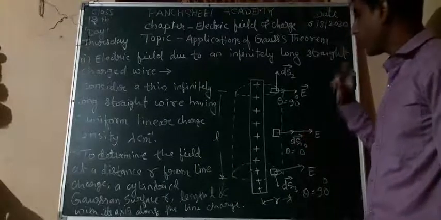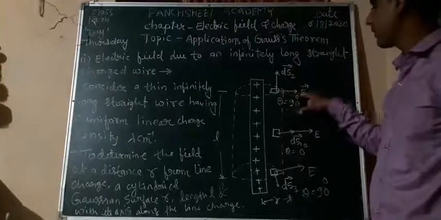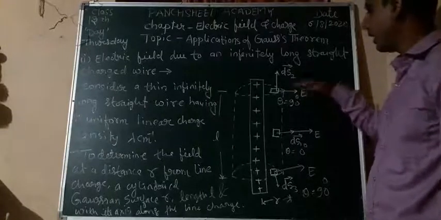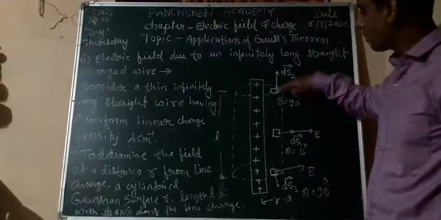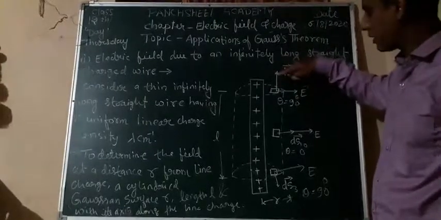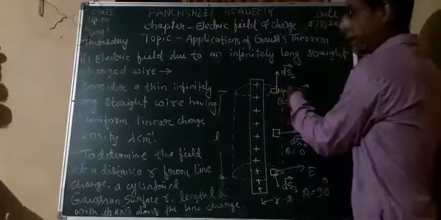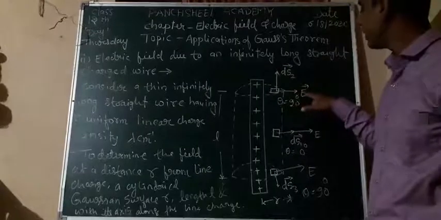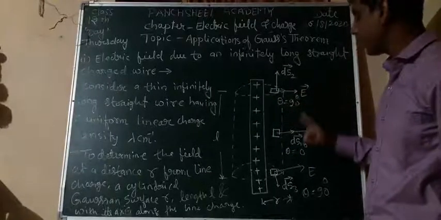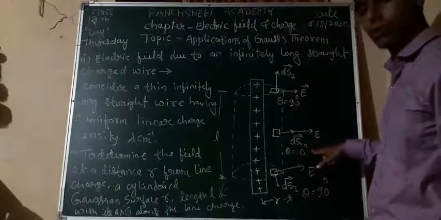Now for this surface, what is the direction of electric field? The electric field is radially outwards, in this direction. And what is the normal of this surface? The normal of this surface is like that. This is the normal and this is the normal for this surface. So the angle between electric field and area vector for this surface is 90 degree. And here the angle is 0 degree.